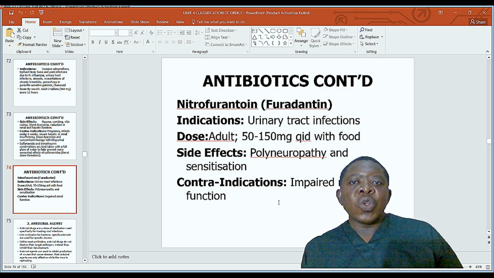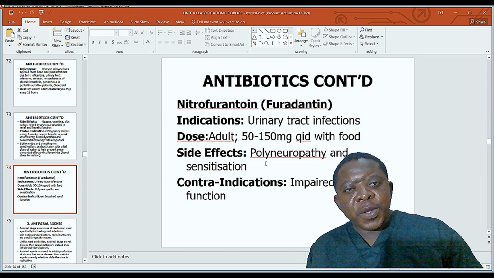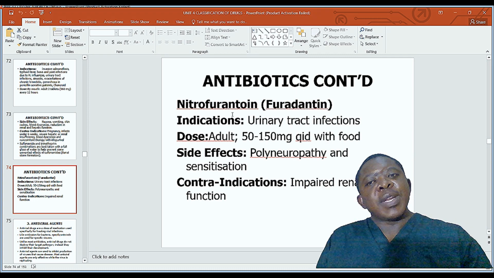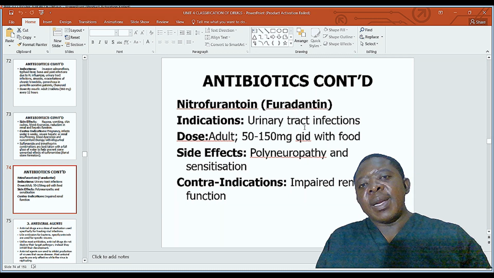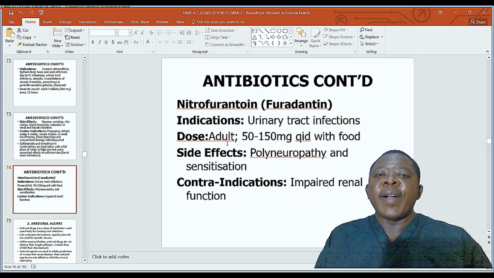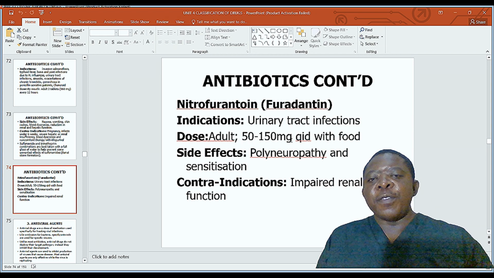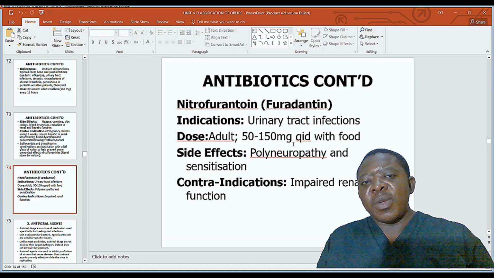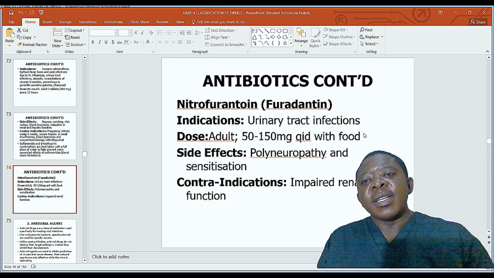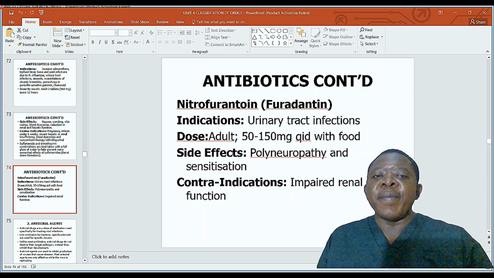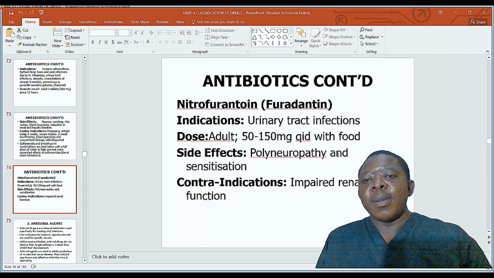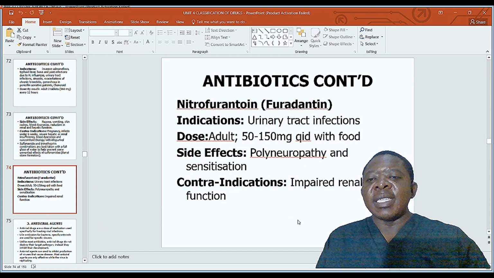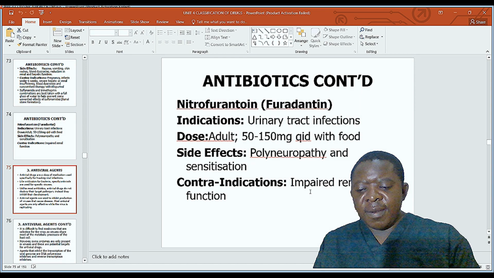Then the other group of antibiotics that we need to look at is nitrofurantoin. The indication is urinary tract infection. It's available in 50 to 150 milligrams. Nitrofurantoin is a drug given QID with food. Side effects include polyneuropathy and desensitization. Contraindication: impaired renal function.